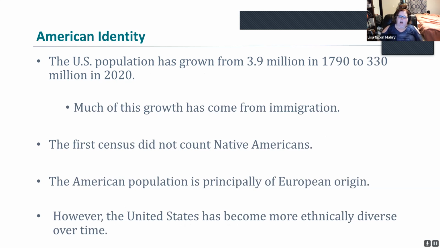So who we are as a country, right? A lot of people talk about how American identity is like that of a stew, right? We've got a little bit of everybody. It didn't start out that way. It was all natives at first.